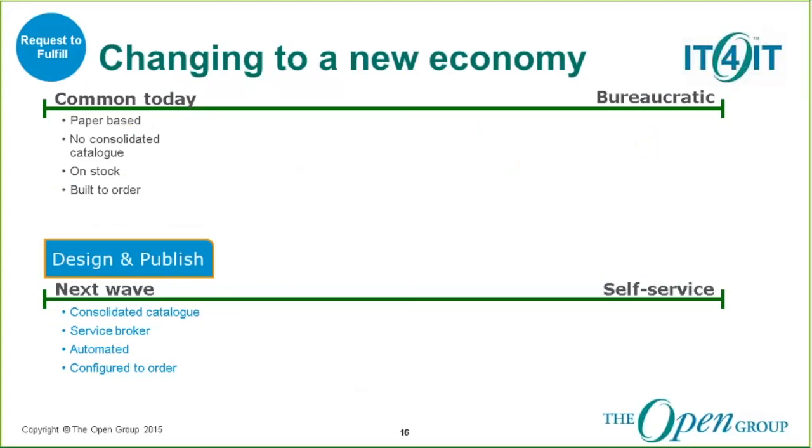Today, in the define and publish, we traditionally see that we don't have a consolidated catalog and that a lot of requests are managed through mail. So it's basically a manual process where services are built to order. However, we're now moving to a world where much more automation is needed and services are configured when ordered. So instead of engineering or architecture being involved in every request, we move to a more cookie-cutter model.